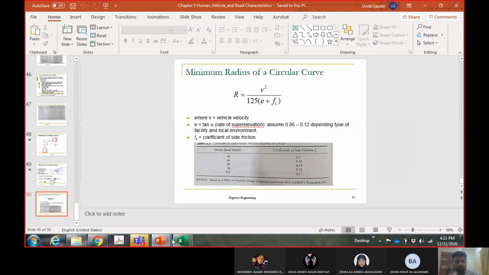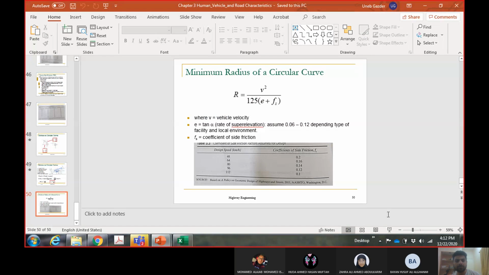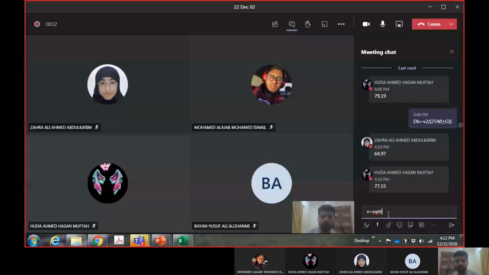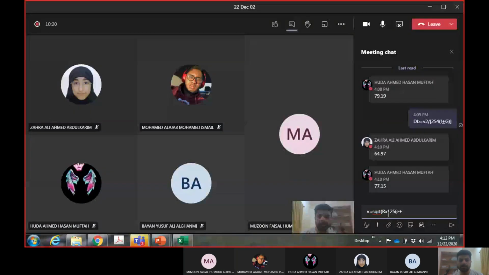If you write down this equation in terms of V, then V equals square root, because V is a square, so you have to do the square root to remove the square. So square root of R multiplied by 125 multiplied by E plus Fs. Okay, so now R is given.